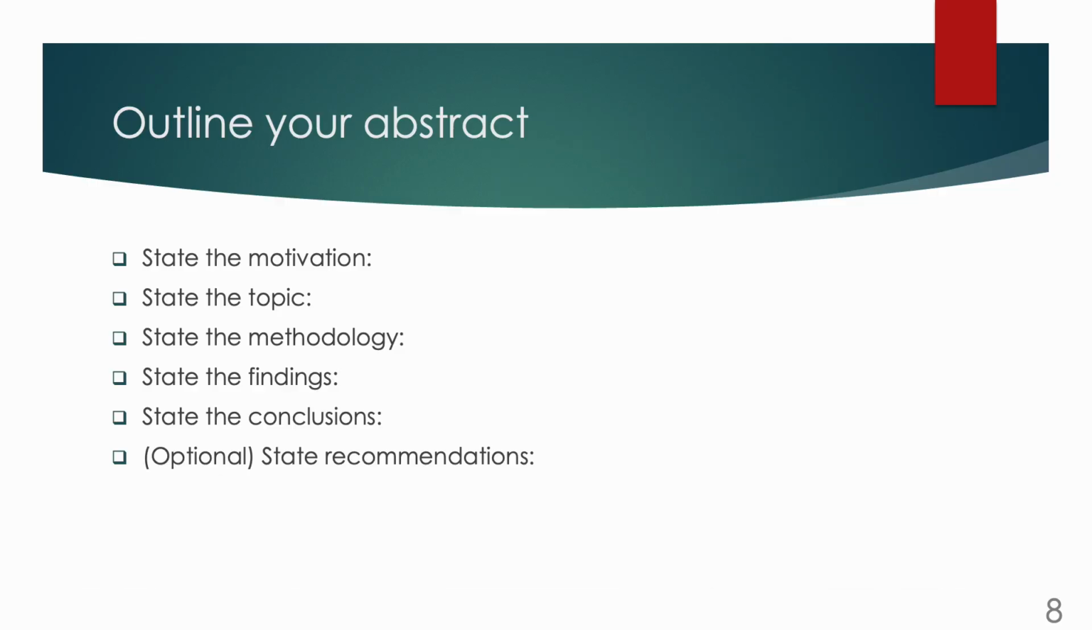Thus, to simplify, in outlining your abstract, satisfy these items. State the motivation, state the topic, state the methodology, state the findings, state the conclusions, and then decide if you're going to include recommendations. If you answer each of these 5 to 6 items, your abstract will write itself.